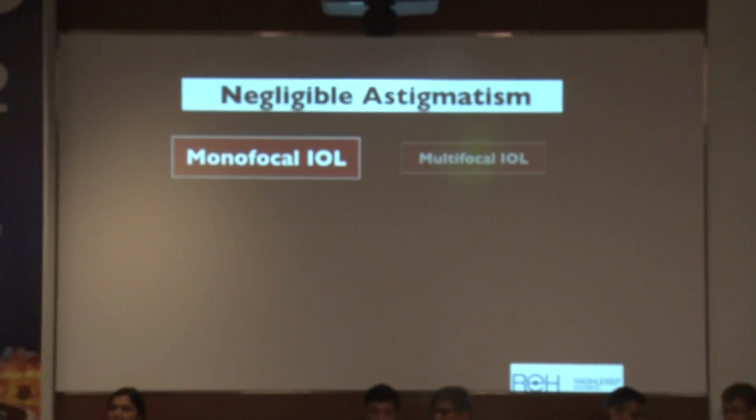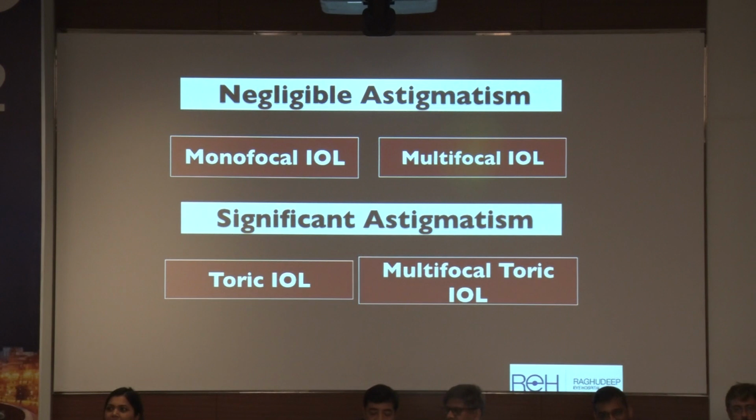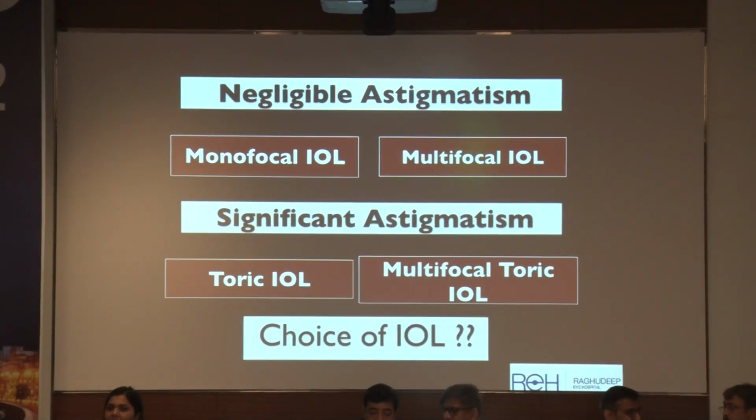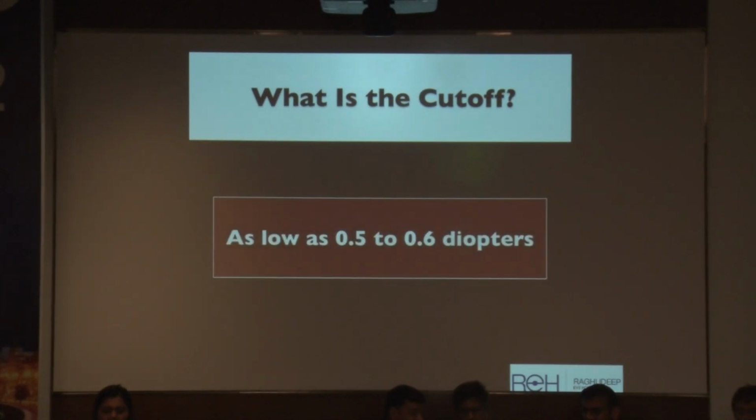Like I said, if the patient has a negligible astigmatism, we will go towards a monofocal or multifocal. When I say multifocal, I mean a trifocal or an extended range of vision in today's technology. If there is significant astigmatism, it is either a toric monofocal or a toric with extended range or a trifocal. That sort of classifies our thing. Where is the cutoff? As we have discussed amply, anything 0.5 or more, we have to give the option.